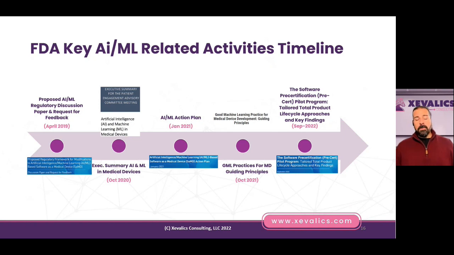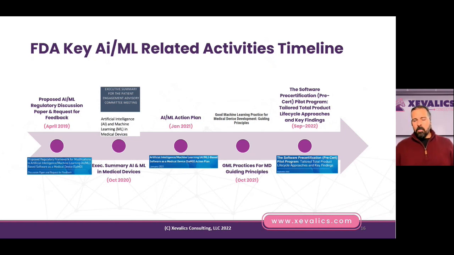One of the key documents that we have is the proposed AI machine learning regulatory discussion paper and request for feedback, dated back to April 2019. A year after that, the FDA came with an executive summary of AI machine learning in medical devices. Then we have seen an action plan. And back in 2021, the FDA published, in a joint effort with Health Canada and the MHRA, the Good Machine Learning Practice for Medical Device Development Guiding Principles.